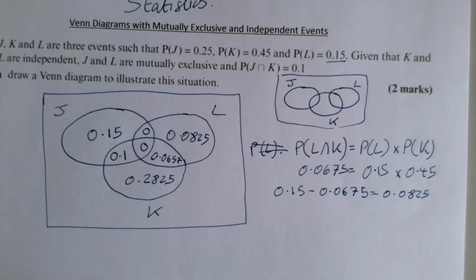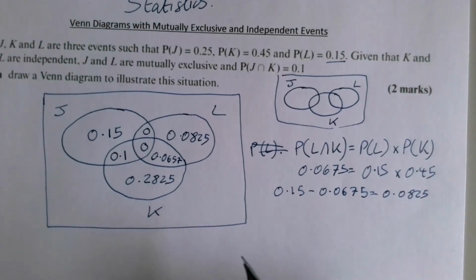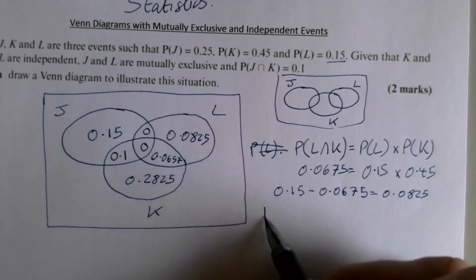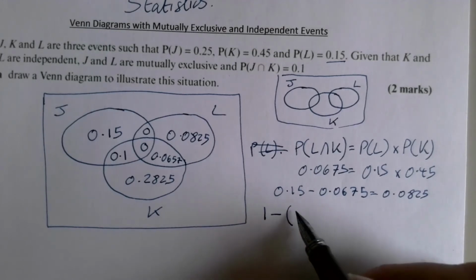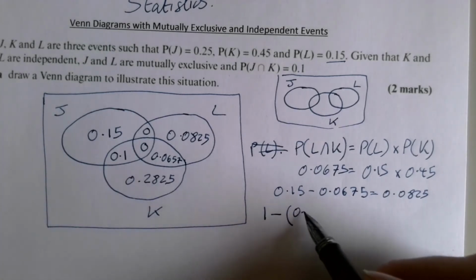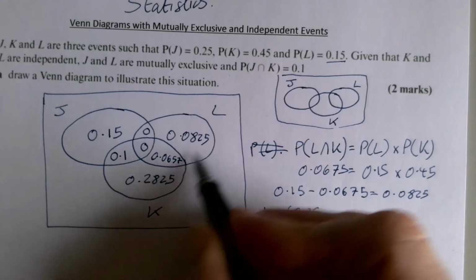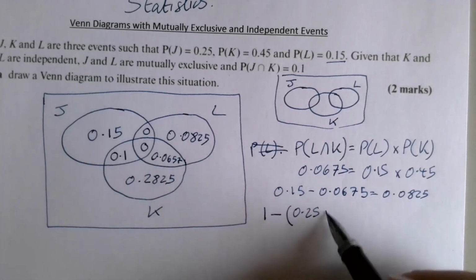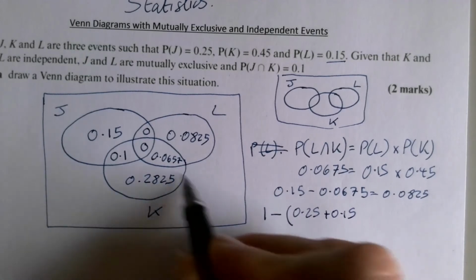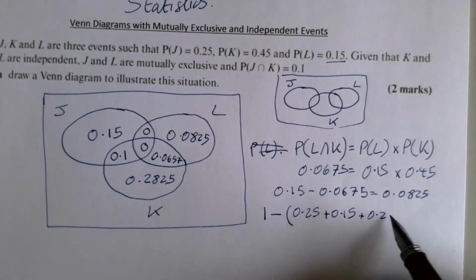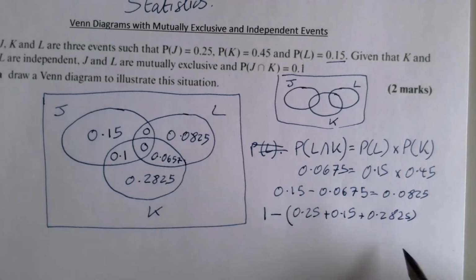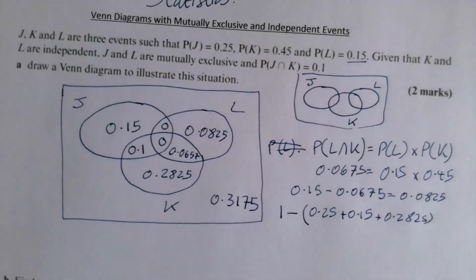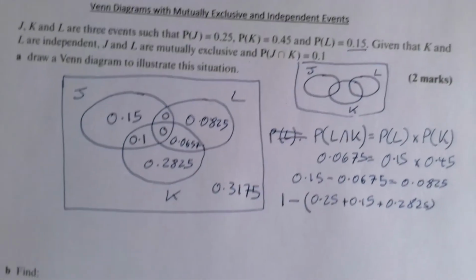Now we still lose a mark if we don't put in the probability of none of these events happening. So to do that, we need to add all of these up and then take them away. So that is your probability of J is 0.25. I can do that in one go. My probability of L, that's in one go, isn't it? Because that makes 0.15, and then it's just that bit in there that we would need to include as well. And if you do all of that, that should give you 0.3175 there. Now that set the scene for the question.